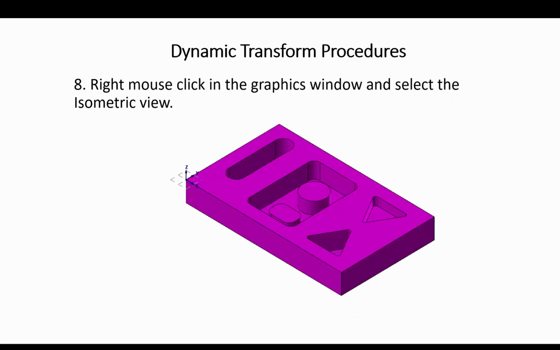To check how the dynamic transform worked, you just need to do a right mouse click in the graphics window and select the isometric view. The part should look as shown.